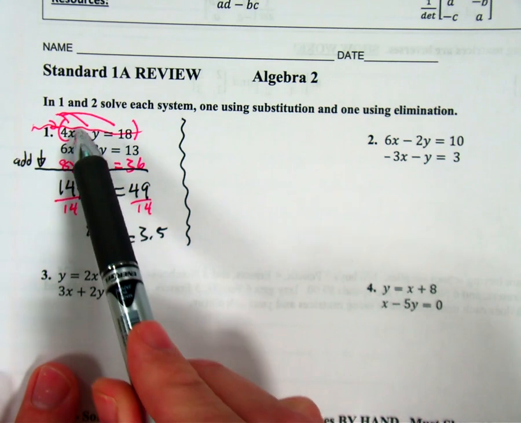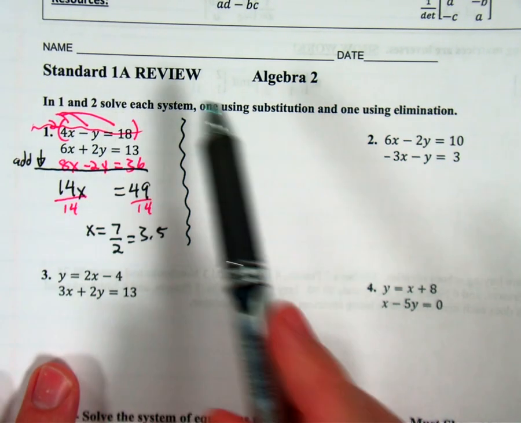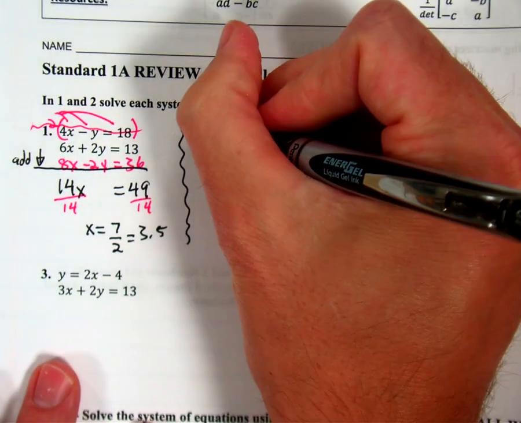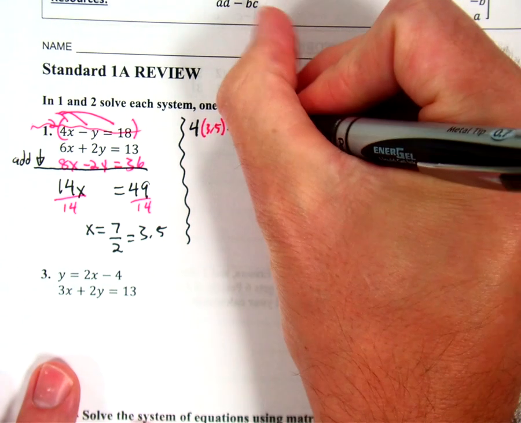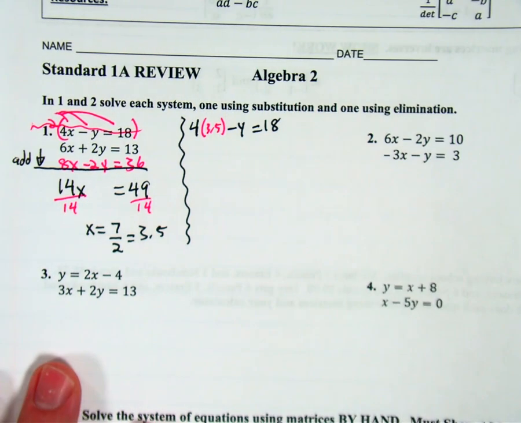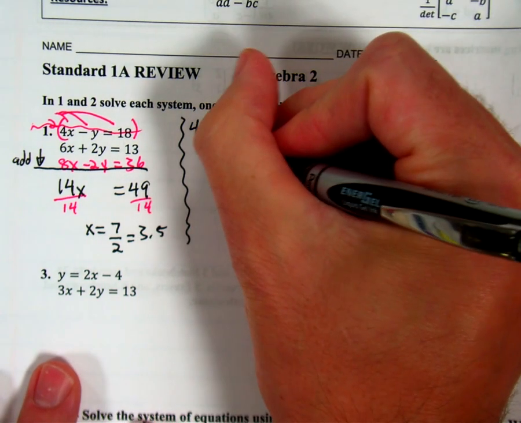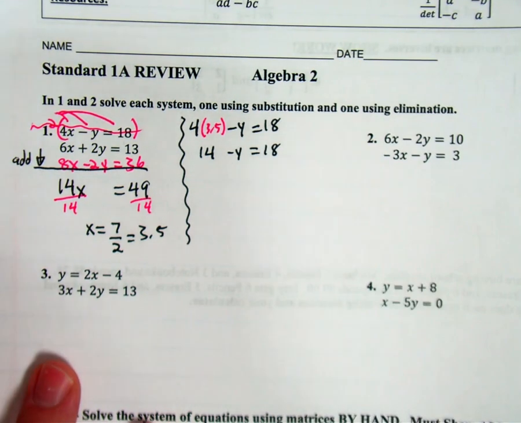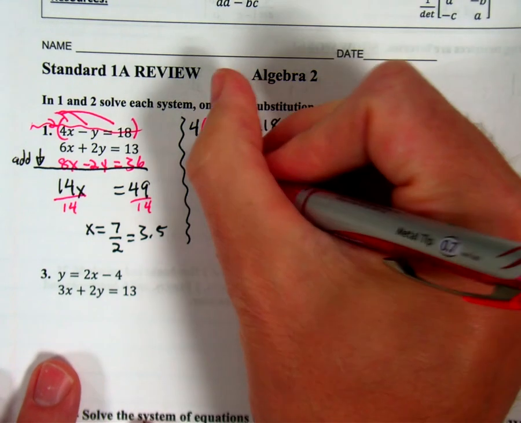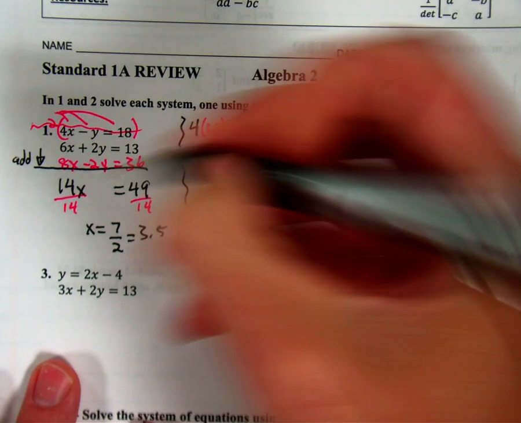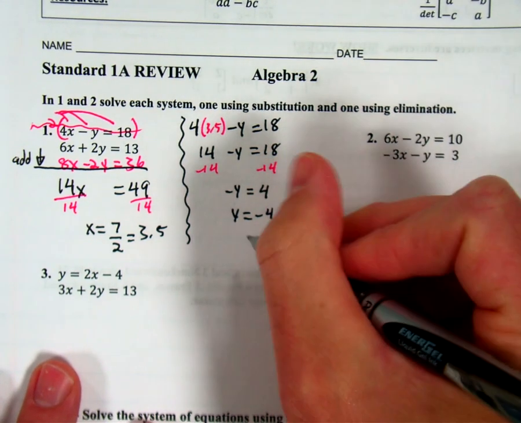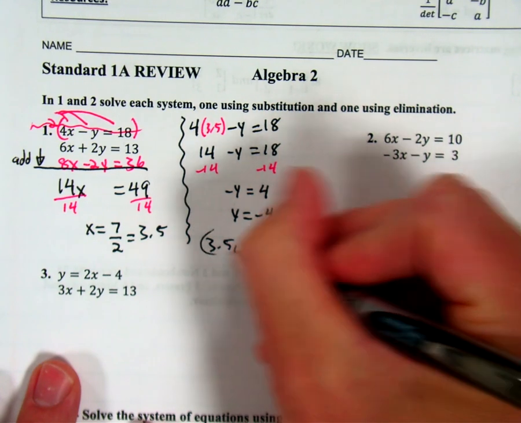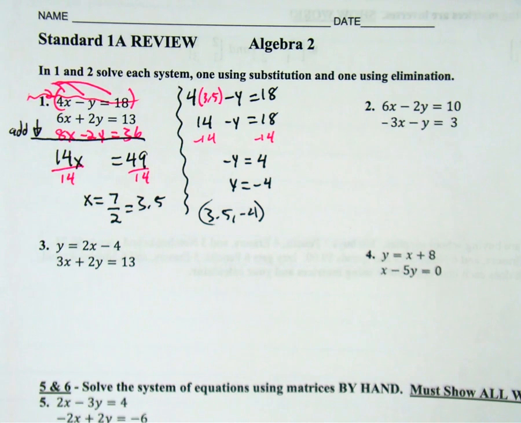Now you got your choice of any of those 3 equations to plug this back into for x and solve for y. I've been doing the top one. 4 times x, 3.5, minus y equals 18. Okay, we got 14 minus y equals 18. We're going to subtract 14 from both sides. Don't lose that negative. Negative y equals 4. That means positive y would equal negative 4. And our answer is 3.5 comma negative 4. Alright, so that is elimination.